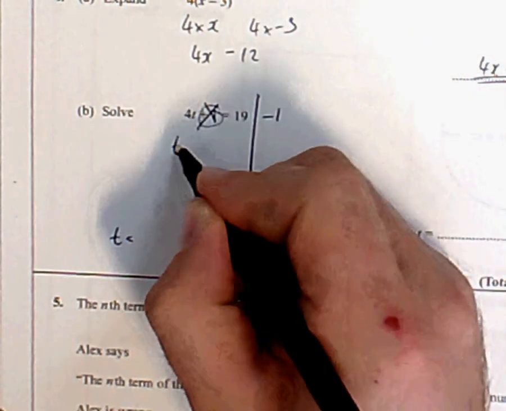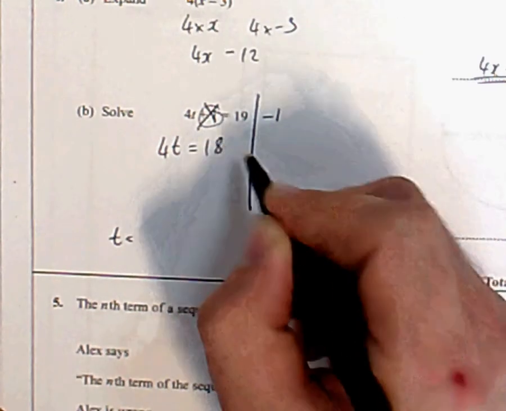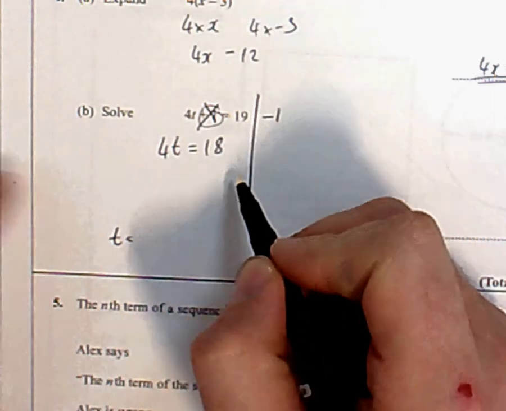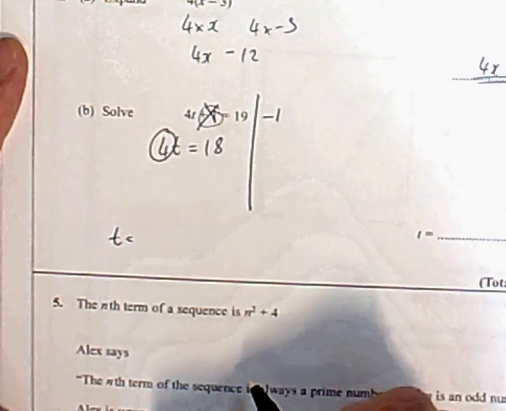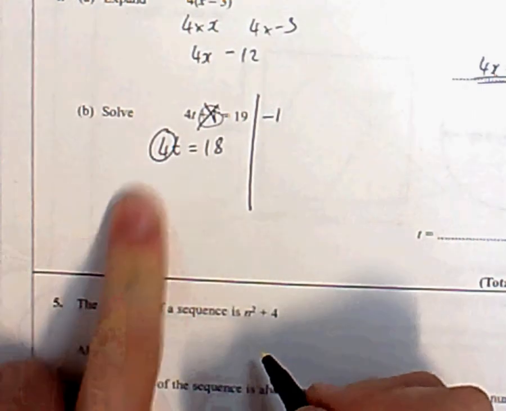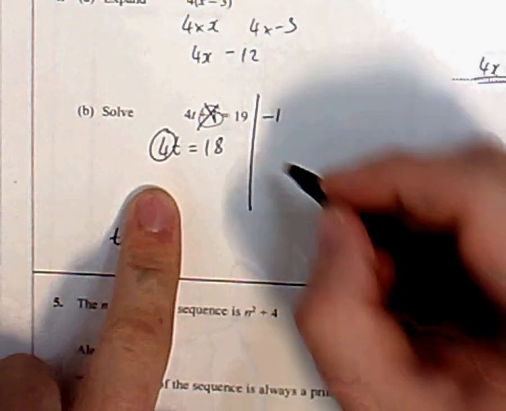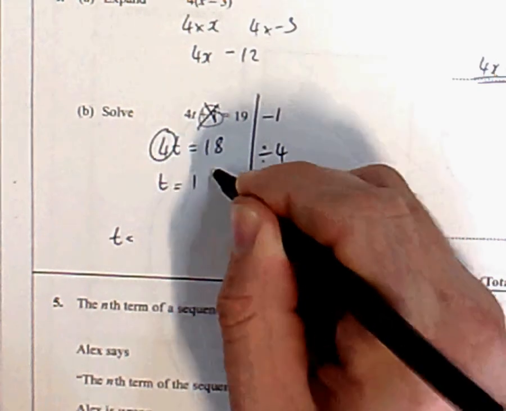So 4t equals 18. All I'm doing is following my instructions to myself. I'm taking 1 off the 19. Now the 4, I'm going to get rid of this from the t, and if that's done, the t is then by itself. I ask myself, what's the t and the 4 doing? They're timesing each other. The opposite of timesing is dividing. And then I've got t equals 18 divided by 4.